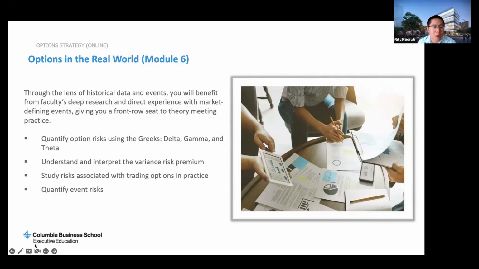And not only that, we're going to talk about why this information is important when we think about pricing and trading different option strategies. And then we're going to think about different trading strategies in more detail, and we're going to look into some examples of people who have traded these option strategies successfully and other people who have failed with these strategies.